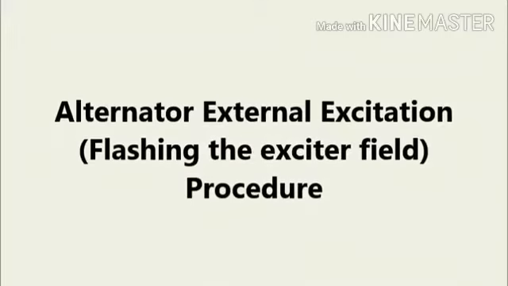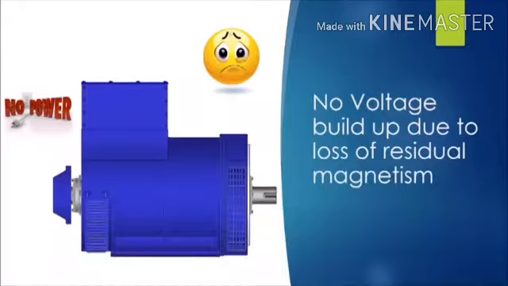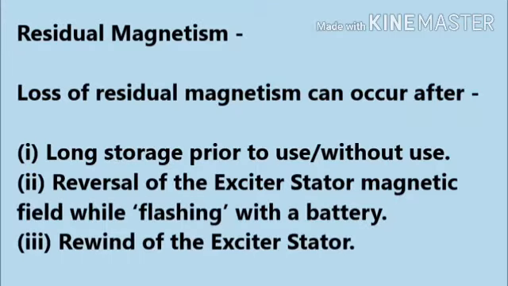Hello friends, in this video we will see the procedure of external excitation to the main alternator, also called flashing the exciter field. One of the most common problems in generators is no voltage buildup due to loss of residual magnetism. Residual magnetism in the generator exciter field allows the generator to build up voltage during startup. This magnetism is sometimes lost due to long storage prior to use or without use, reversal of the exciter stator magnetic field while flashing with a battery, or rewind of the exciter stator.